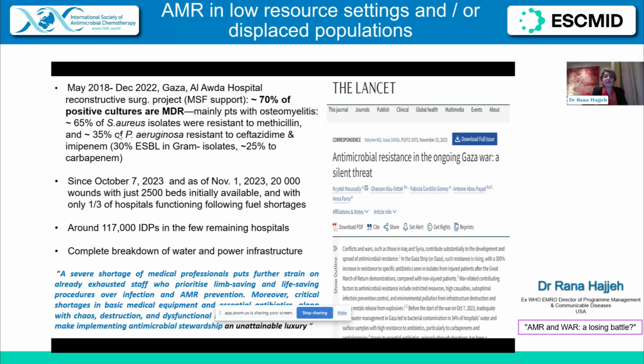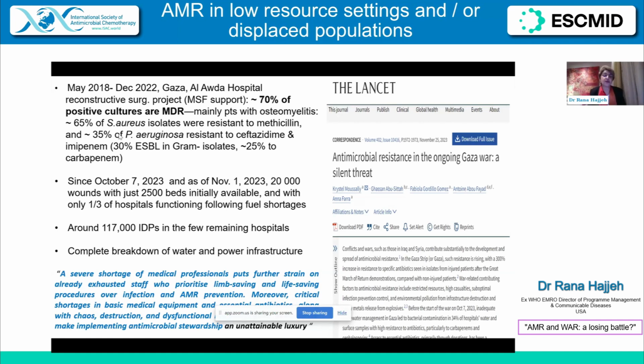This was published just last year, and this is from one of the hospitals supported by Médecins Sans Frontières, Al Auda Hospital. It's a reconstructive surgery project, where they found that before the current conflict, 70% of their cultures were multi-drug resistant, mainly in patients with osteomyelitis. 65% of the Staph aureus were MRSA, and 35% of Pseudomonas isolates were resistant to ceftazidime and the carbapenems. A significant proportion of the gram-negative isolates were ESBL.